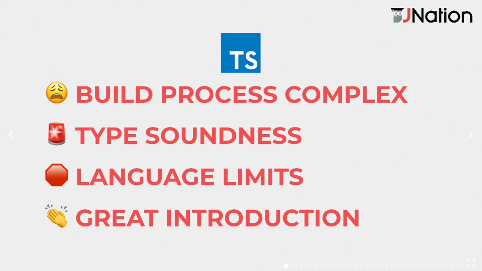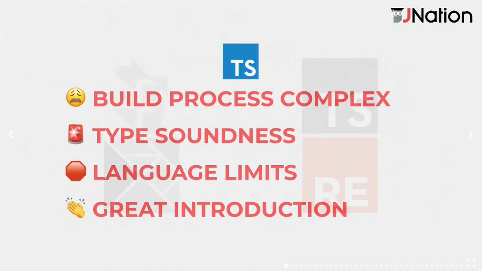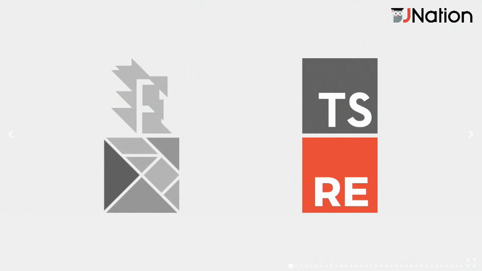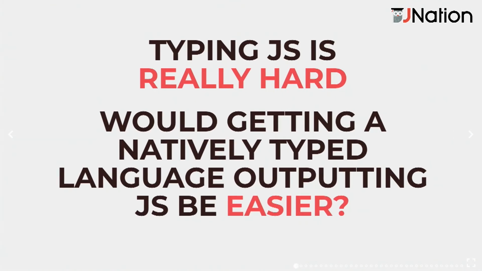So for the eagle-eyed audience members in the room, you may have noticed that we've not talked about this small red boy in the corner very much. And as a next increment, how about a new approach? Typing JS is really hard. Would getting a natively typed language to output JavaScript be easier? Well, let's do a thought experiment. If we were to pick a language, we probably want one with a great compiler and a lot of history and a really good type system.